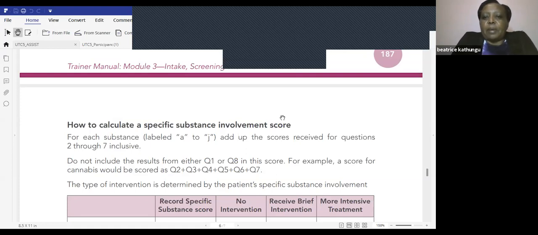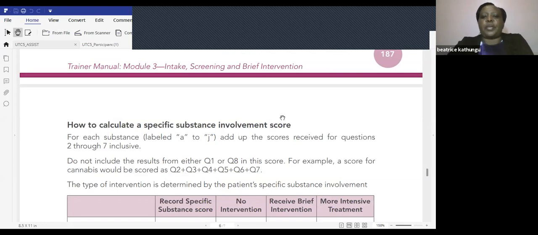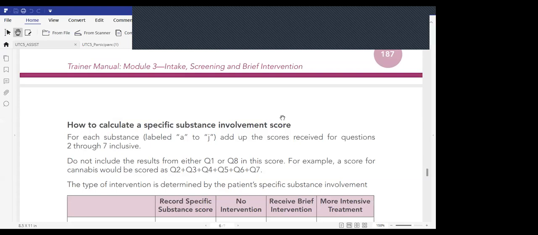Why? Because question number 1 was the introductory question that just gave us an idea of the substances we shall be asking about. So we don't score question 1. We begin from question number 2. We also don't score question number 8, the one that was asking about injecting substances. So we are going to score question 2, question 3, question 4, 5, 6, and 7. So can you now go to your scores that you gave George and do some addition? You add the score you gave him for question 2, 3, 4, 5, 6, and 7. And then you tell us what score George has. So you have 2 minutes to do that.